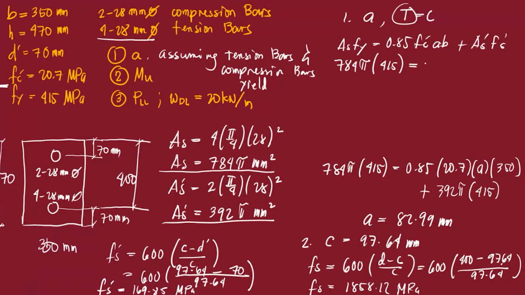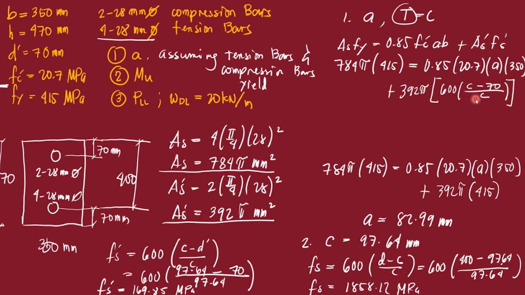This is equal to 0.85 Fc prime, which is 20.7, multiplied by A, that's the unknown, di ba? Multiplied by B, which is 350, plus your As prime, this one, 392 pi. This is 392 pi multiplied by Fs. The formula for Fs, we also substitute here: this is 600 multiplied by C, C is unknown, minus D prime, which is 70, all over C.